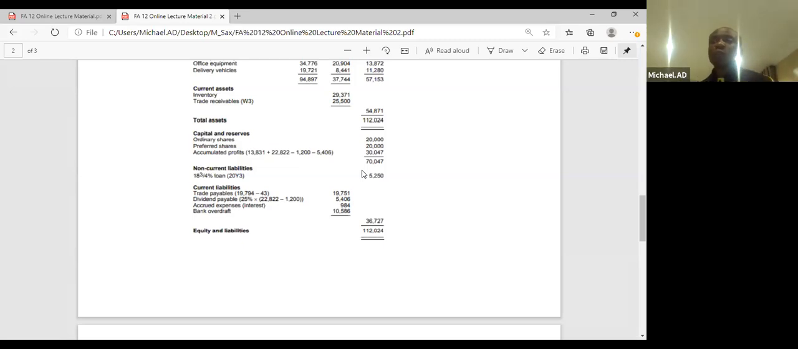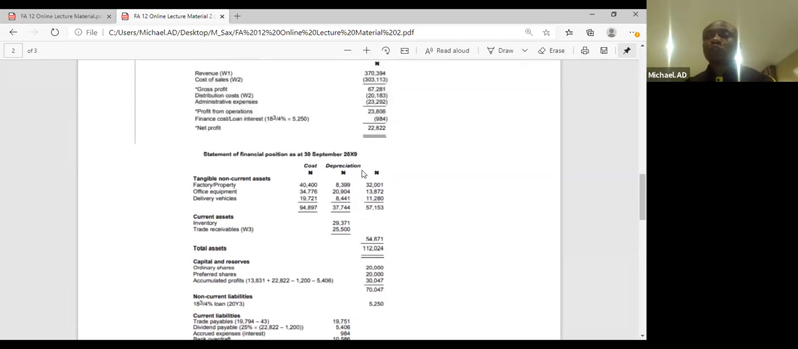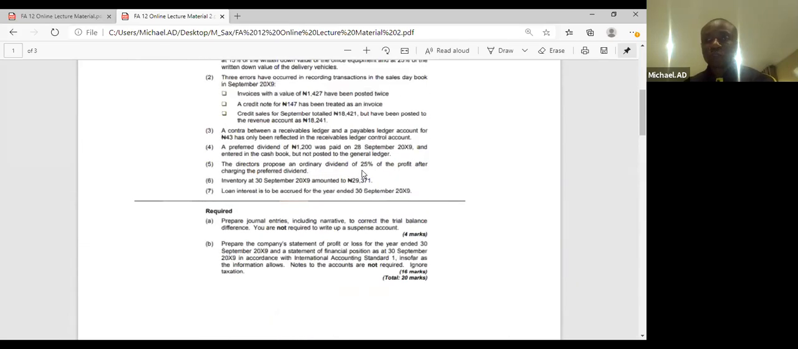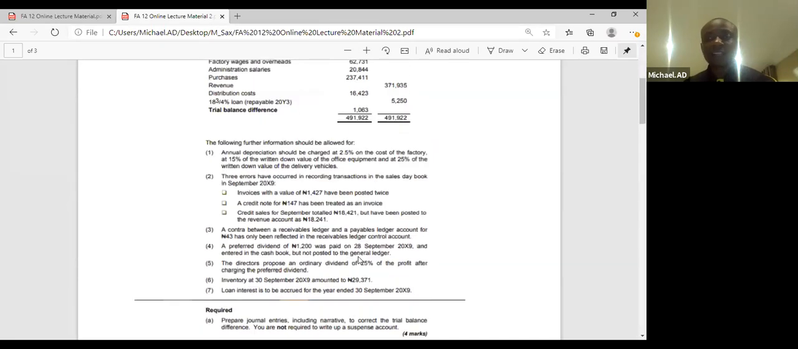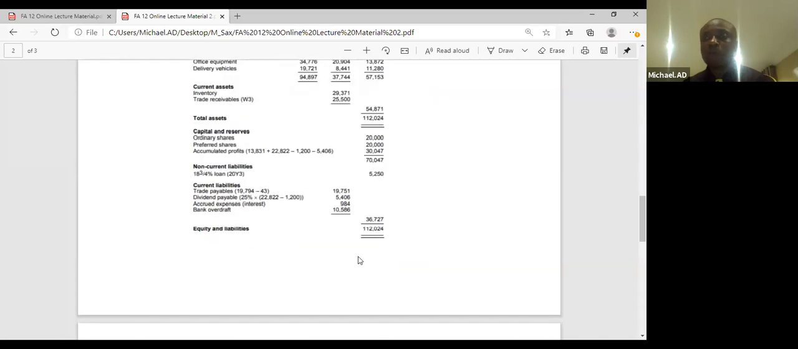So you collected a loan of 5,250 naira. From your question, you will see the loan. 5,250 naira is a non-current liability. Then you have your trade payables. Remember the trade payables that we forgot to enter when we actually credited our receivables, but we forgot to enter it in our payable ledger control account. That was the 43. Now we are removing from 19,000, which gives us this figure.